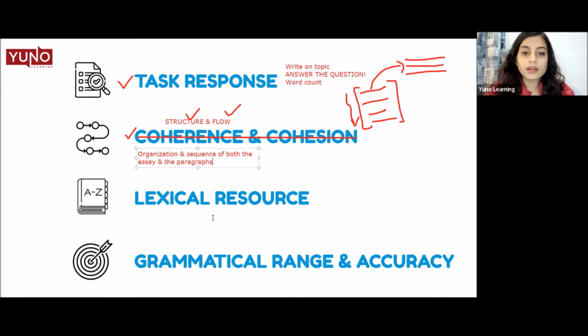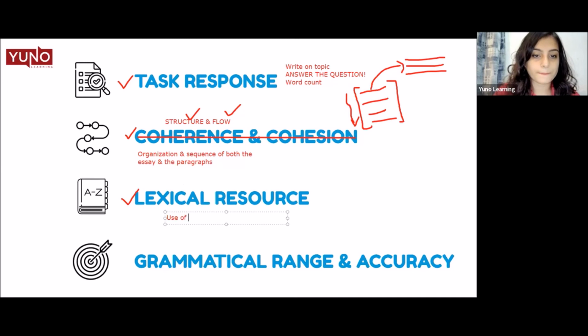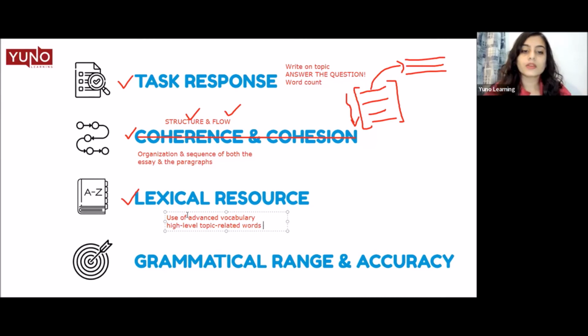All right, now let's look at lexical resource. As the name goes, it's very simple. It's about lexical resource, which means the vocabulary, the resource of words which you have with you. So you should aim to use a lot of descriptive words, advanced vocabulary, language which is related to the topic, and you should try to include them in your task. All right, so let me write this down. So this is something which you need to take care of while you are writing it down.